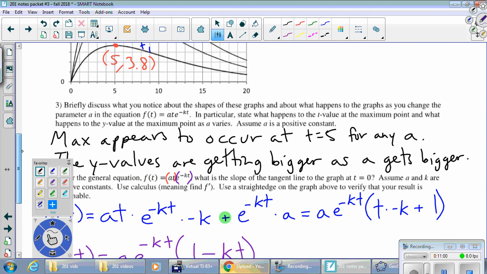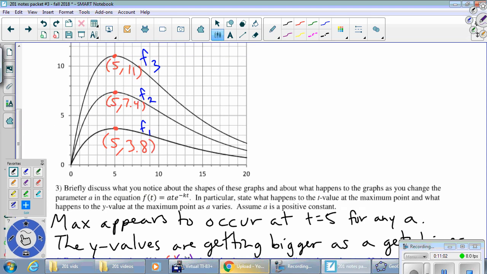So then it says use a straight edge to verify your result is reasonable. All right, let's come up here. Not going to do all 3, but let's do 1. So let's use a straight edge on the bottom graph at t equals 0, and you're going to draw a tangent line. A tangent line for me at t equals 0, maybe something like that. How's that look? Maybe. Okay, I'm actually going to cheat because I think it's steeper than that.